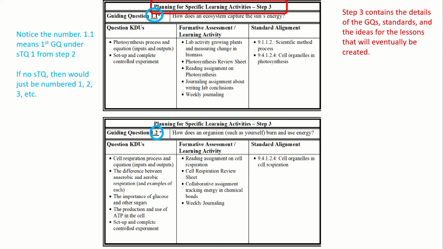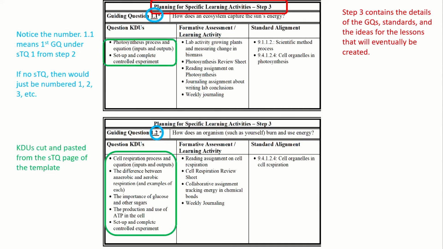The first guiding question is labeled 1.1 since it is the first guiding question for subthematic question 1. The second is 1.2, the third is 1.3. If there are more, it would continue 1.4 and so on. Then the guiding questions for the next STQ would be labeled 2.1, 2.2, and so on. The KDUs are literally cut and pasted from the STQ page. So again, the more thoroughly the previous steps are done, the more at this point you are just identifying the specific guiding question they align to. You might also edit and add at this point as you go. Remember, it's an iterative process.